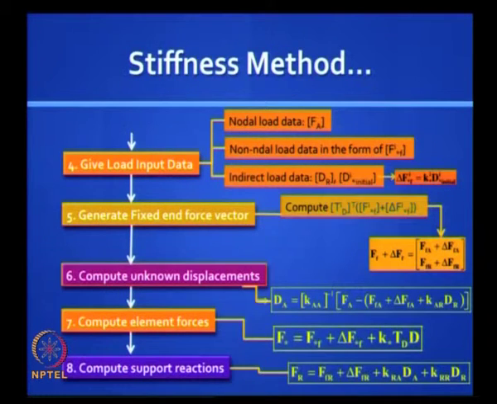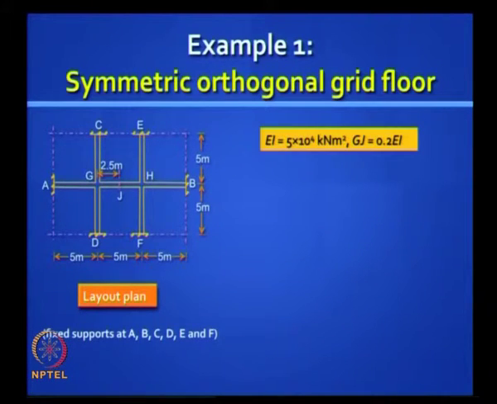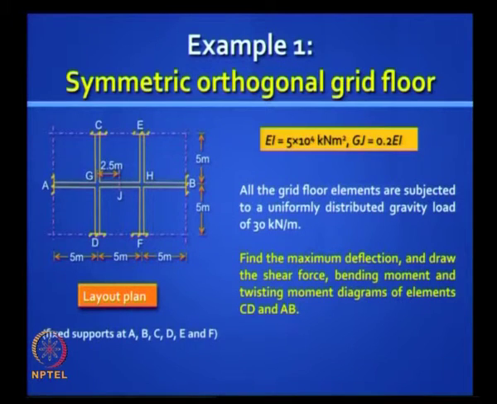So the method is the same as we have done earlier. Let us demonstrate straight away with one problem. This is a symmetric orthogonal grid floor. You have full fixity against flexure and torsion at the extreme ends, which are A, B, C, D, E and F. It is assumed that all the grid elements have the same prismatic section, EI is given and GJ is shown as 0.2 times EI. You have a uniformly distributed gravity loading of 30 kilonewton per meter.